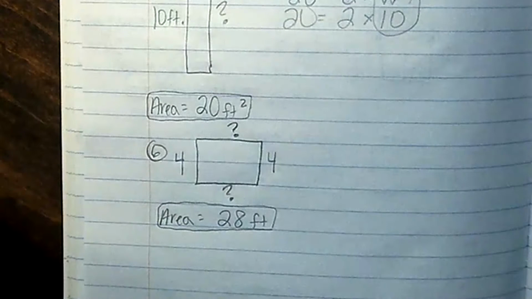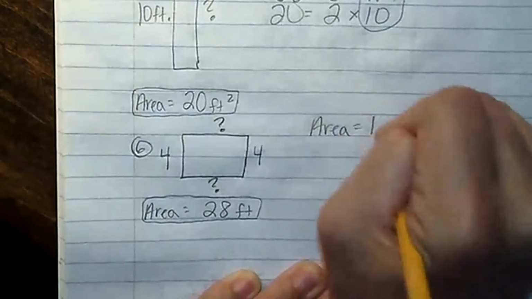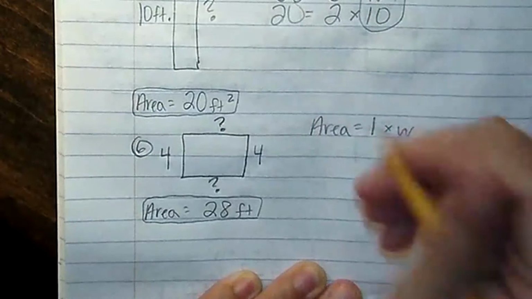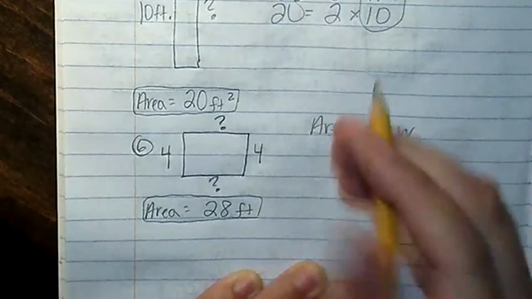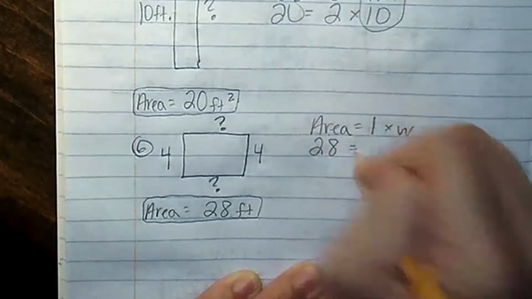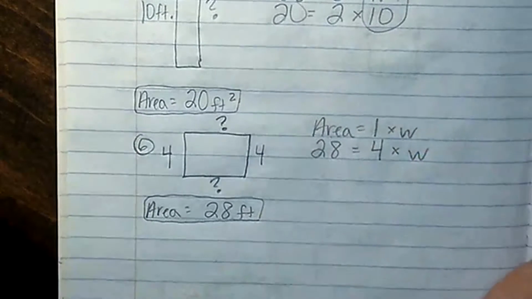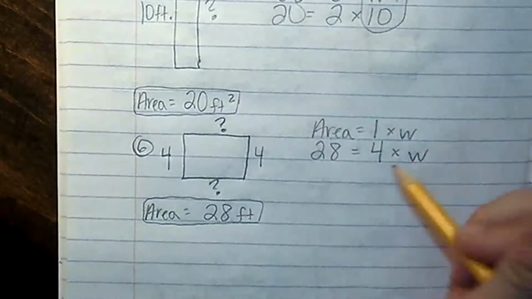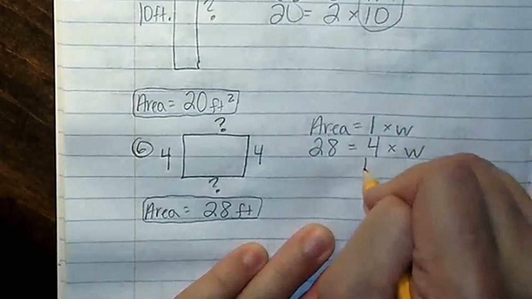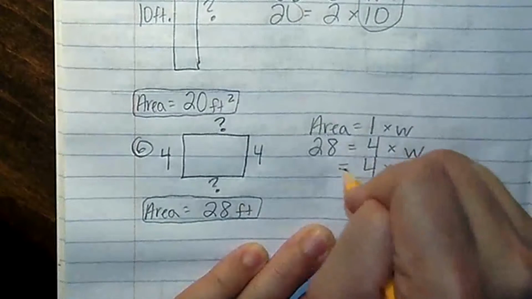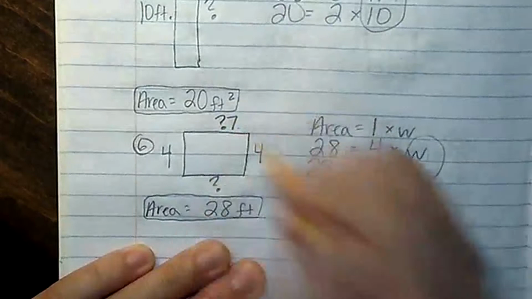As soon as I hear the word area, I write down my formula. Area equals length times width. Do I know what the area is? Yes, it told me. 28 equals 4 times W. We don't know what that W is, but I bet somebody knows their 4 facts. 4 times what gives us 28? 4 times 7 equals 28, and my missing side is 7.